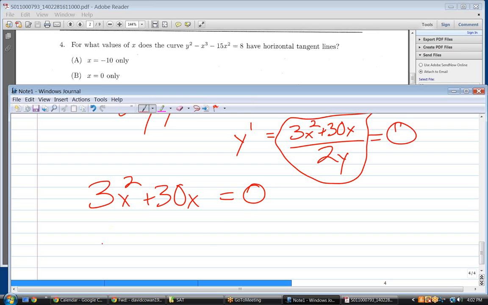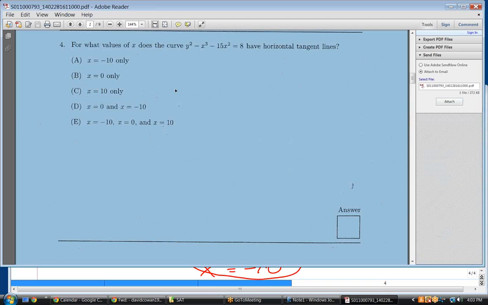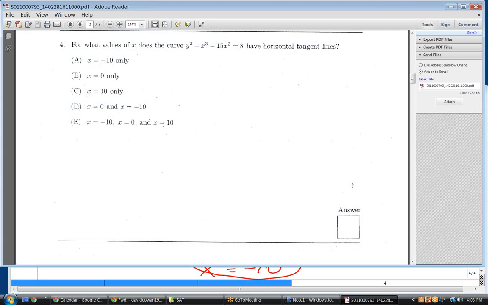Have we solved that? Same as we did before. Factor out the x. Yeah, factor out 3x. So what are the two places? 0 and -10. And here we don't care whether it's a minimum or a maximum. One of them is probably a minimum, one of them is probably a maximum, but they only ask about the horizontal tangent lines. D, 0 and -10.